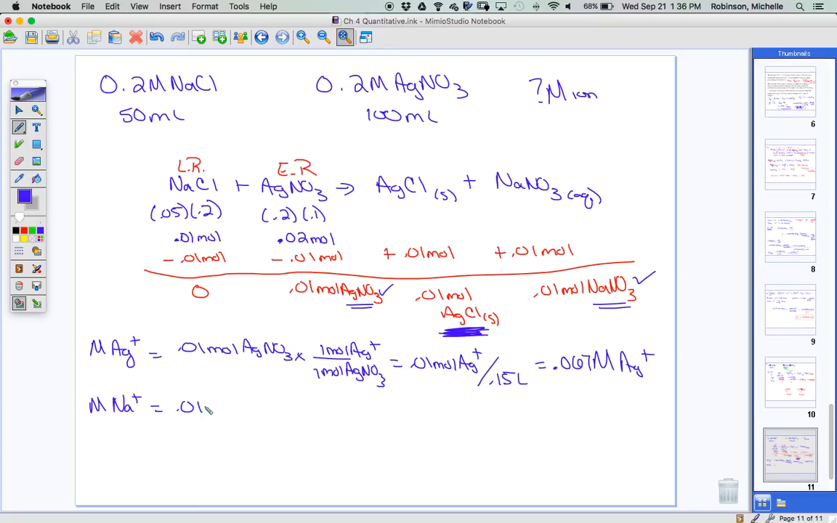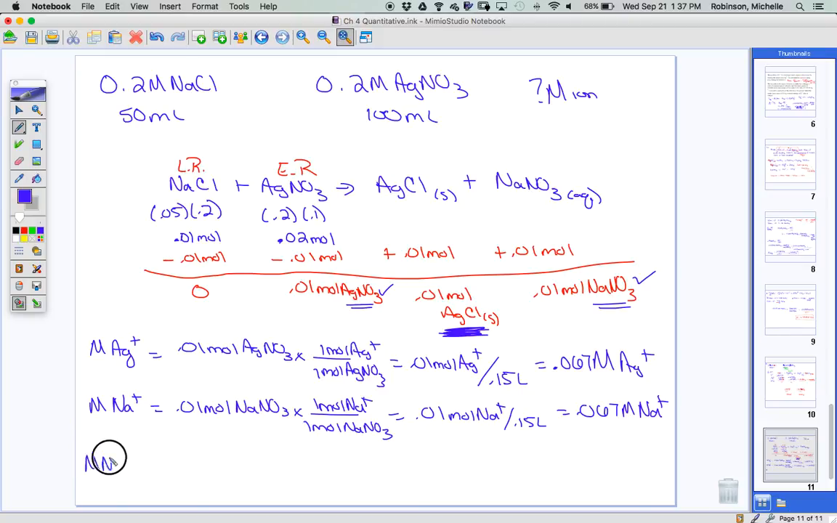So we have 0.01 moles of NaNO3. Again, it's 1 to 1. I don't care if you write this step, I'm just writing it so that you don't think I magically made up a number. And it'll be divided by the same volume, so 0.067 of Na plus. We agree? Okay, the nitrates are the only problem because we have some here and we have some there, right?